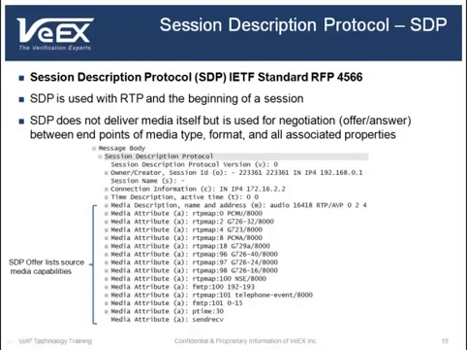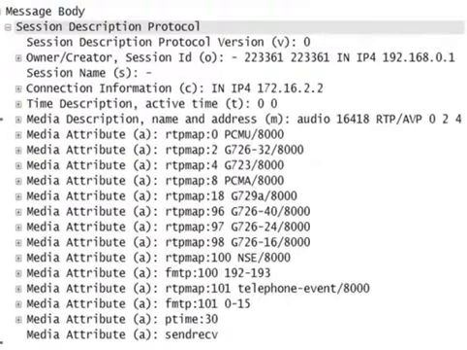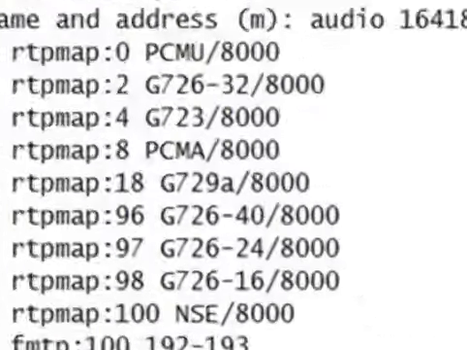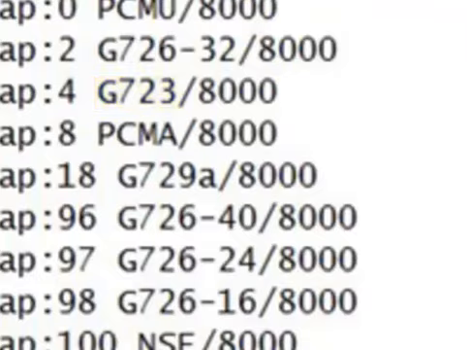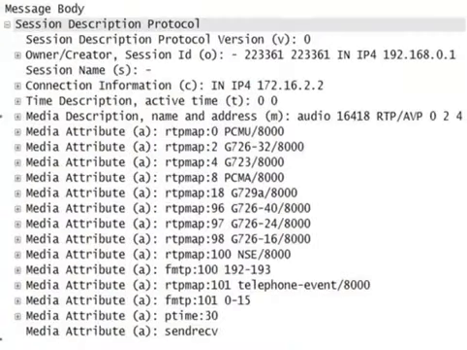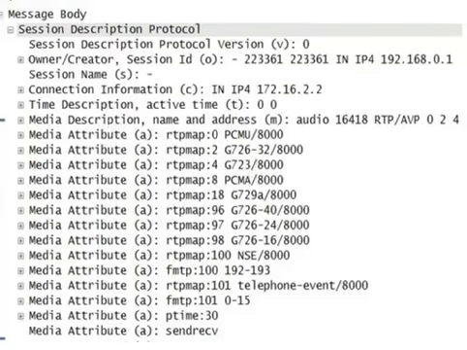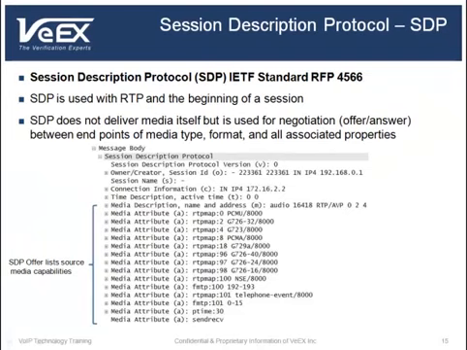SDP is used between the call's endpoints to negotiate their capabilities prior to establishing the phone conversation. For example, SDP can negotiate which codec will be used and whether or not fax will be supported. The two endpoints must agree on a common set of capabilities before the call can be finalized. The SDP is often embedded in the call invite message sent by the caller.